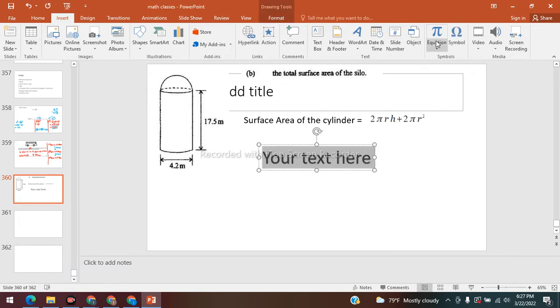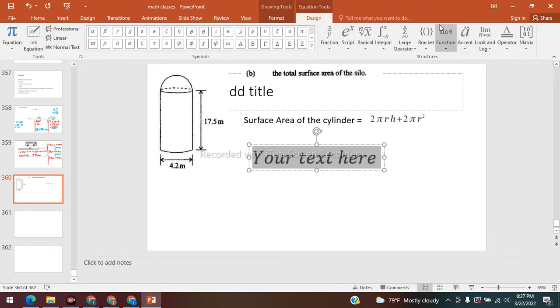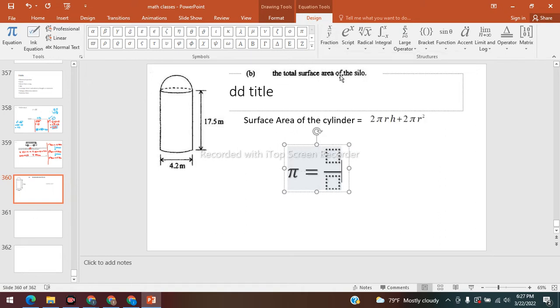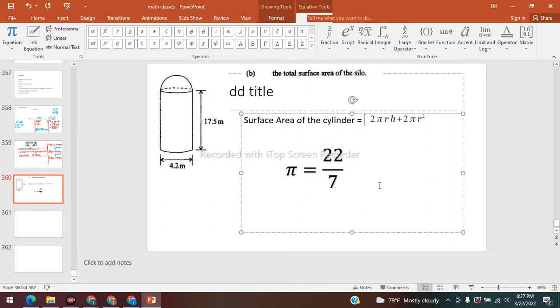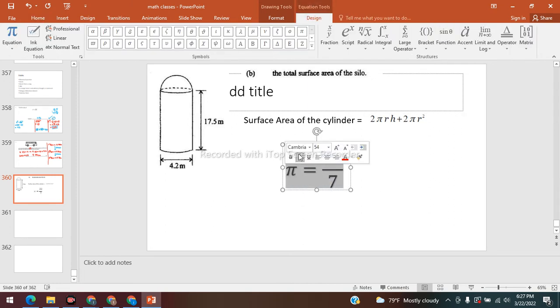So let me write it down. Pi is equal to 22/7. Good. That's the first thing.